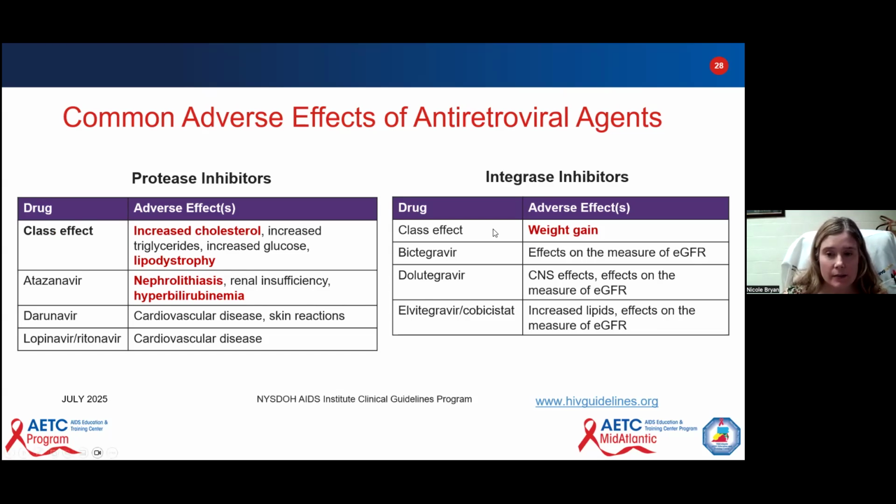And then integrase inhibitors, the big one there that we've noticed as we've used them more and more is weight gain. They can also have a few CNS side effects and some effects on the GFR measurement, but not really kidney toxicity per se.